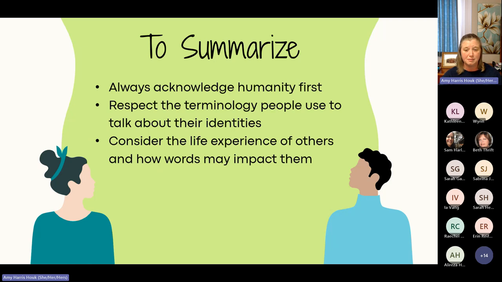So to summarize my takeaways from all of this, we need to always acknowledge humanity. One thing that I really appreciated when I first read the new guidelines in the 7th edition of APA was to never talk about cases, because cases are actually people. We're not talking about cases of strep throat, we're talking about people with strep throat. For me that was a game changer as far as thinking about humanity and making sure that we're always acknowledging and centering people's humanity.